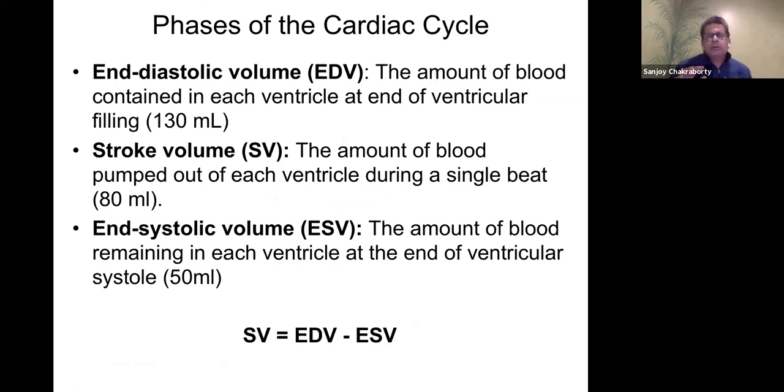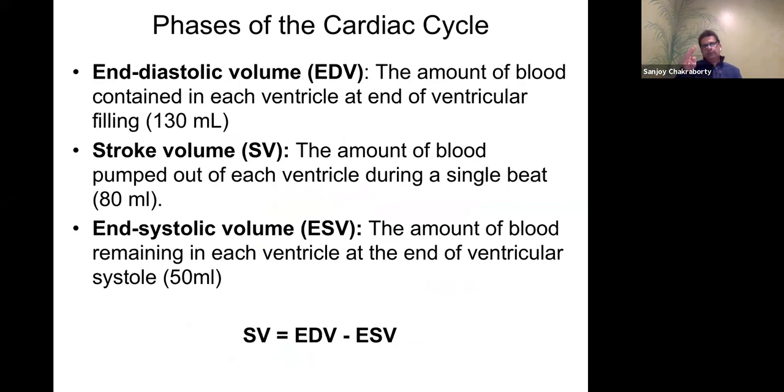They can hold approximately 130 ml of blood. So you had 130 ml of blood, you pump 80 ml out, so the remaining volume, the blood that remained after the systole, which is approximately 50 ml, 130 minus 80 is 50, is called end systolic volume, meaning the amount of blood remaining in the ventricle at the end of ventricular systole.